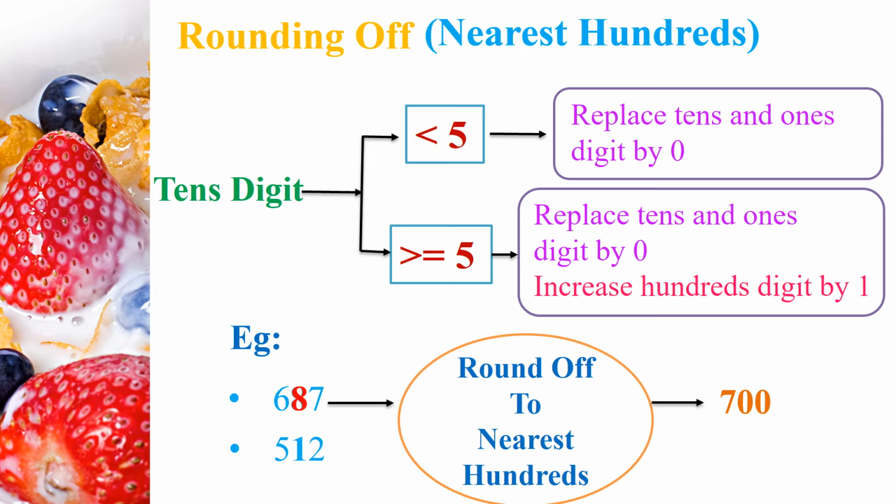Then 512. Here take tens digit, that is 1. When you are comparing with 5, 1 is less than 5, so replace tens and ones digit by 0. That means we'll get 500.